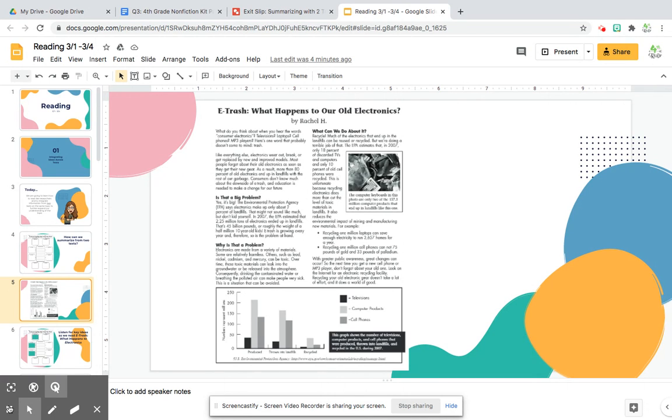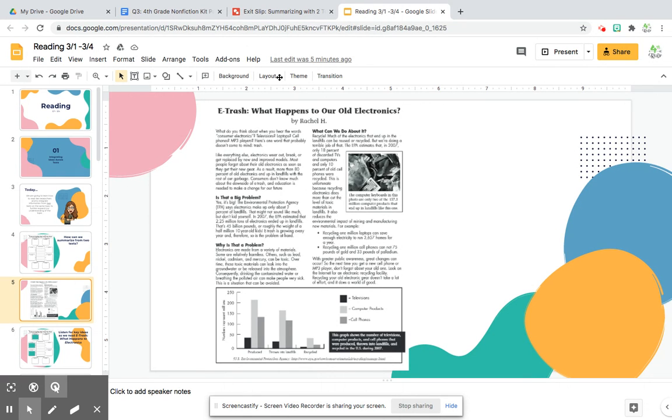What do you think about when you hear the words consumer electronics? Televisions, laptops, cell phones, MP3 players? Well, here's one that probably doesn't come to mind, and that word is trash. Like everything else, electronics wear out, break, or even get replaced by new and improved models. Most people forget about their old electronics as soon as they get their new gear. Now, as a result, more than 80% of old electronics end up in landfills with the rest of our garbage. Consumers don't know much about the downside of e-trash, and education is needed to make a change for our future.